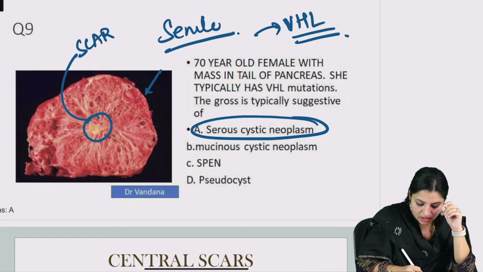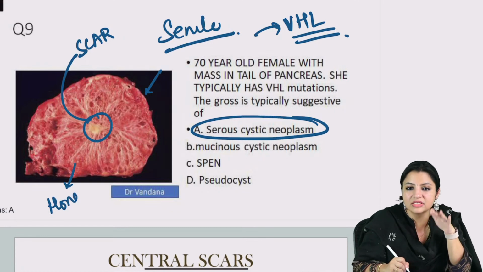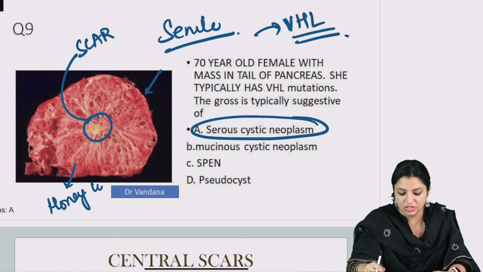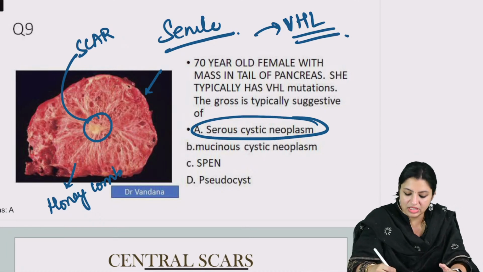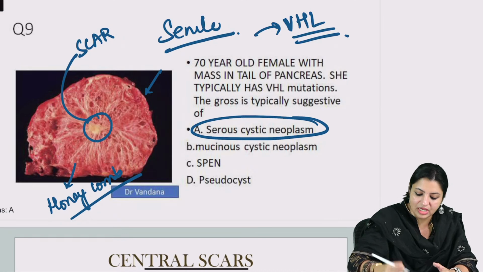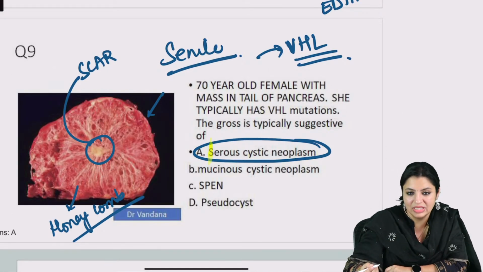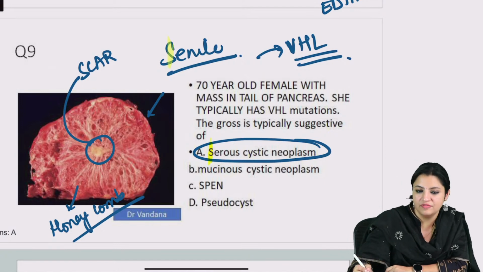Okay, so all these are honeycomb structures around it. It's like a honeycomb structure with a central scar. Always remember, this is serous cystic neoplasm. Serous starts with the word S, so it is always in senile patients. Serous is always in senile, old age females usually, and they have VHL mutation.